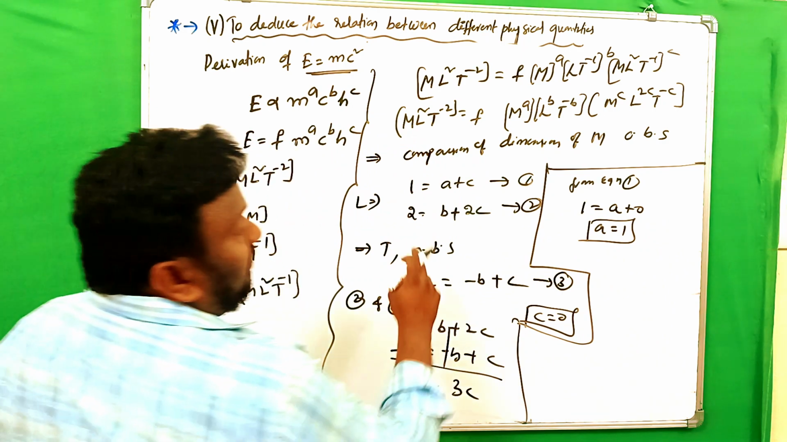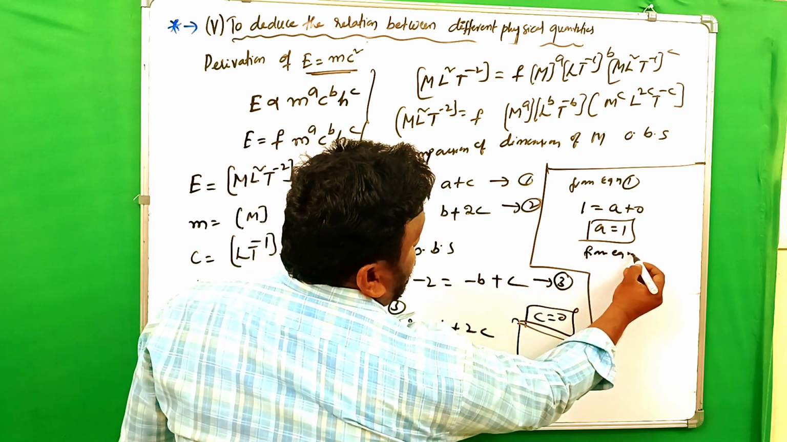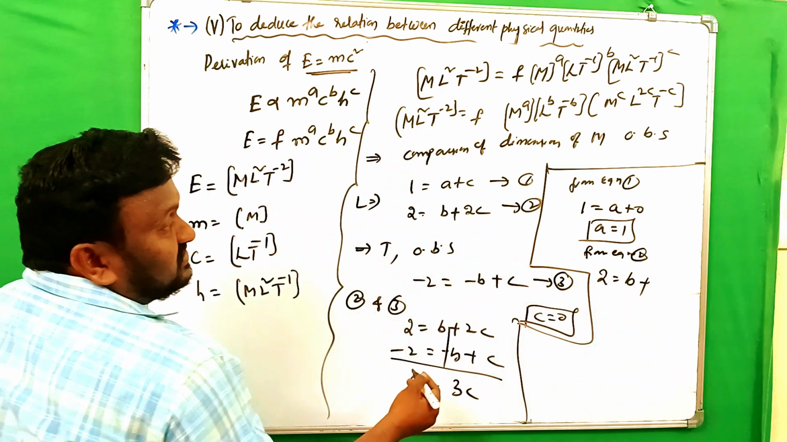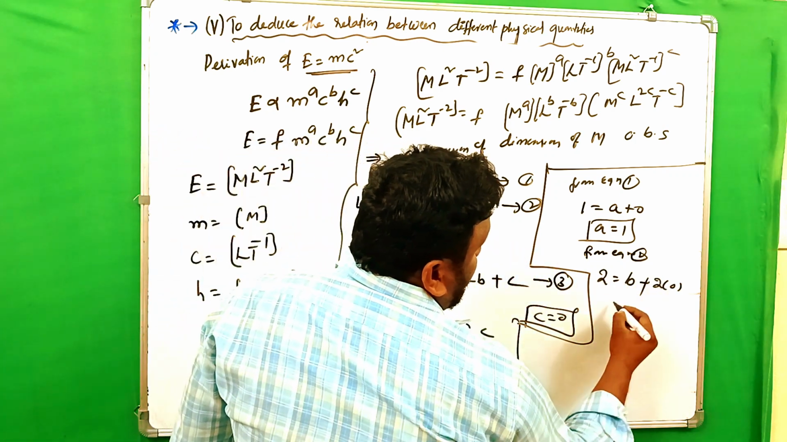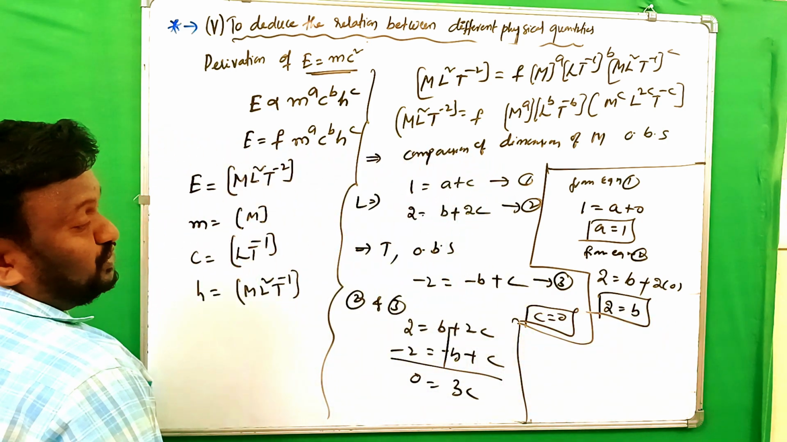Clear? And from equation number 2, 2 equals b plus c times 0. Therefore 2 equals b, so b equals 2.